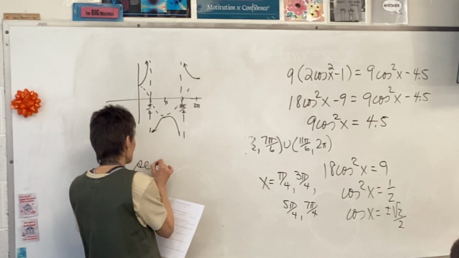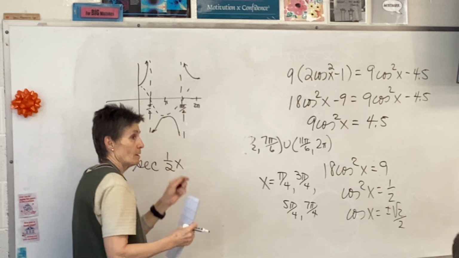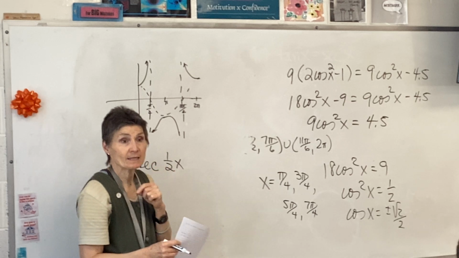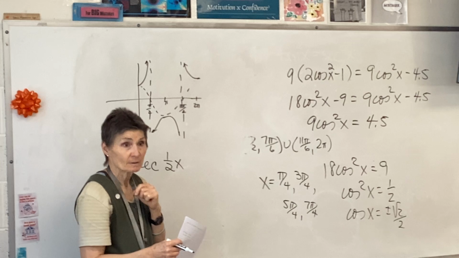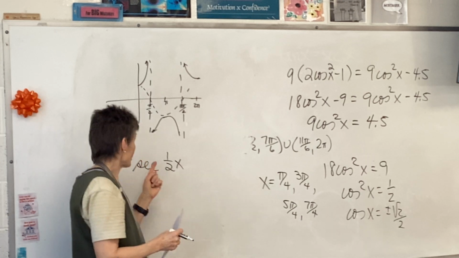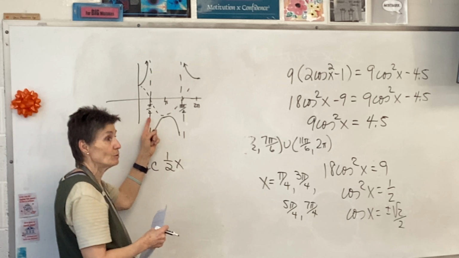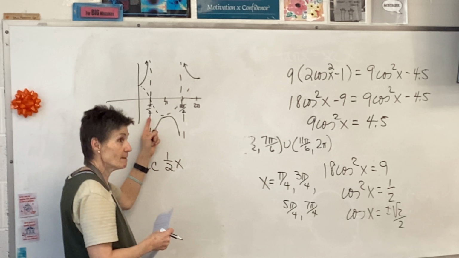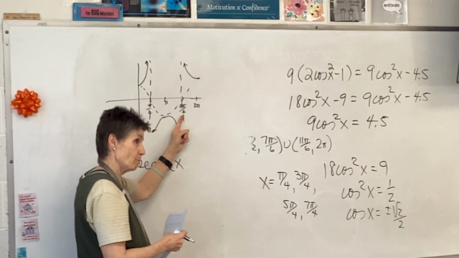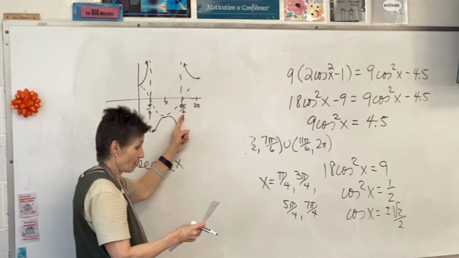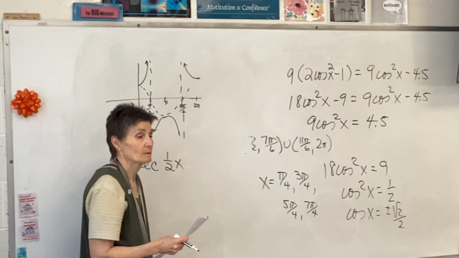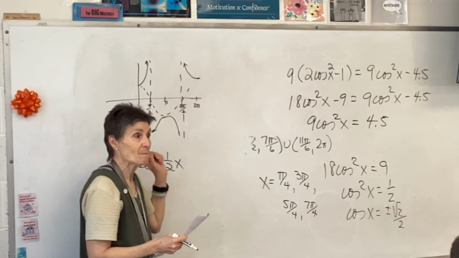Now, what happens with this equation? Well, all of the x's get divided by a half, which means they get multiplied by 2. So if it was pi over 2, it's now pi. If it was 3 pi over 2, it's now 3 pi. So D is your answer. Okay, does that make sense to everybody?